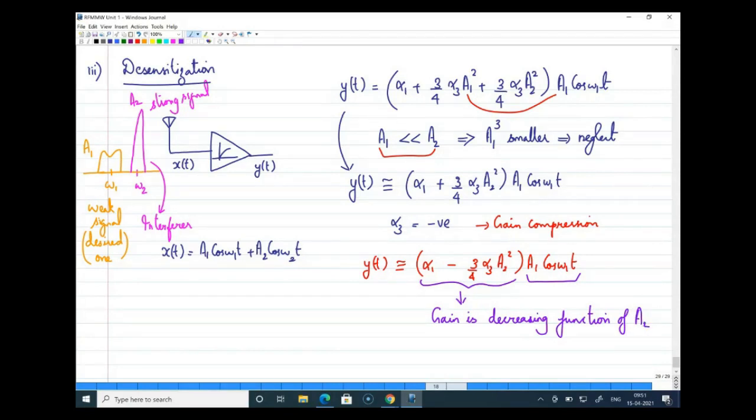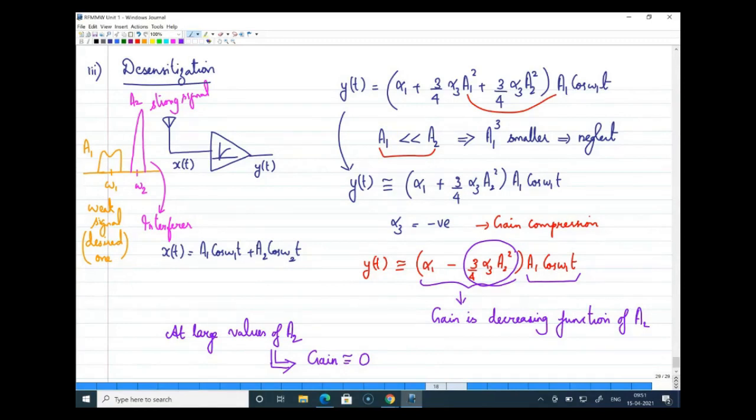Now A2 is strong, A2 is large, and A2 is squared. So gain can be understood as a decreasing function of A2, right? That means at large values of A2, this overall term can become large, or it can even be equal to alpha 1. And if that happens at large values of A2, there is a possibility that the gain to your fundamental term, or the gain to your weak desired signal, can be even equal to 0.